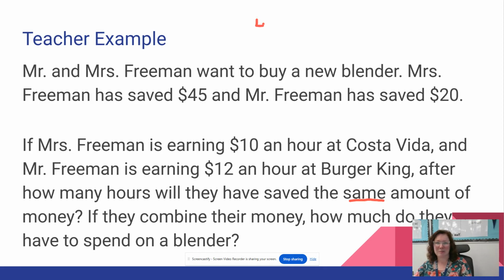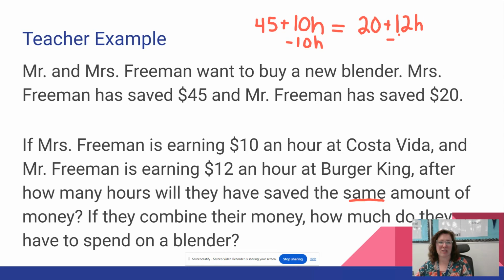So for Mrs. Freeman, that's me, we can write the equation. I have $45 and I'm getting $10 every single hour that I work. For Mr. Freeman, that's my husband, he already has $20, plus he's getting $12 every hour that he's working. We want them to be equal to each other. So we can subtract 10h on both sides of the equal sign, and now we get 45 equals 20 plus 2h. Then we do minus 20 on both sides, which gives us 25. Then divide by 2, which means we work for 12 and a half hours to have the same amount of money.